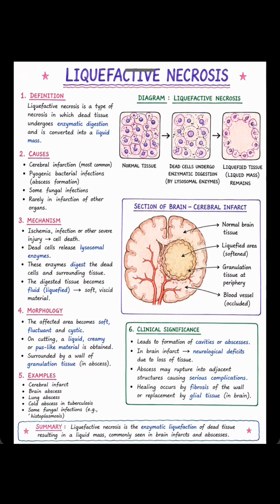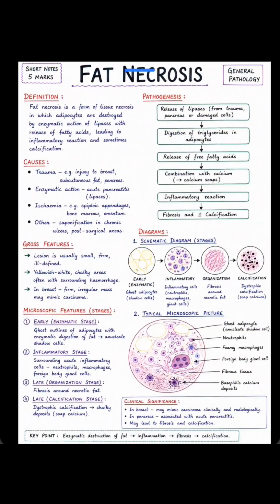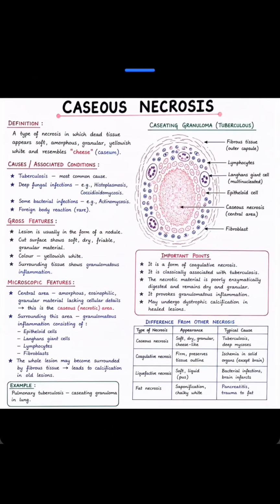Now let's dive into caseous necrosis. This is a specific type of necrosis where the dead tissue appears soft, amorphous, granular and yellowish white. It looks exactly like clumped cheese. That is the most important part, remember it. It resembles cheese. C for caseous necrosis, C for cheese appearance.